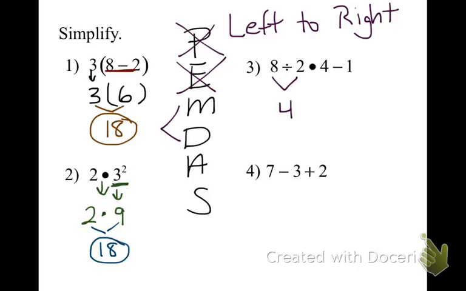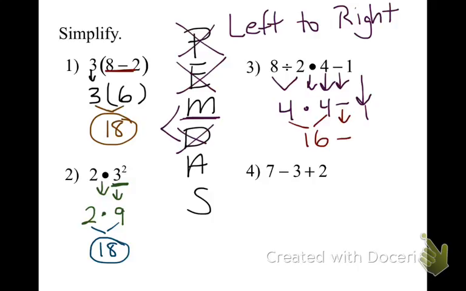That would be 4. Bring down my multiplication, bring down my 4, bring down my minus sign, bring down my 1. Then, I have my division taken care of, but don't forget, I also have to look at multiplication. Do I have multiplication? Yes, I do. So, what is 4 times 4? 4 times 4 is 16.